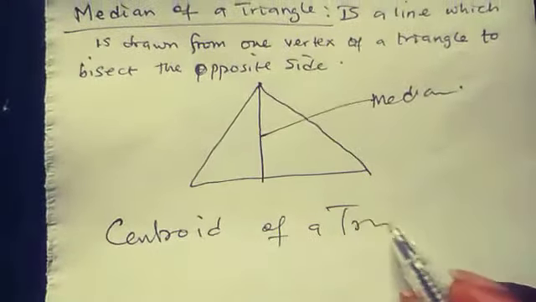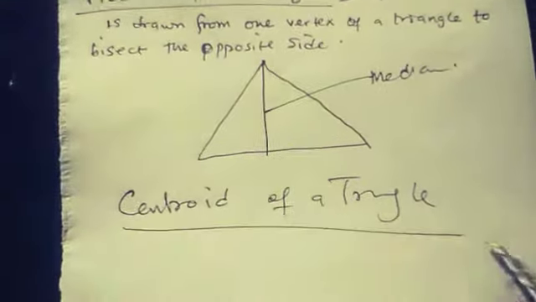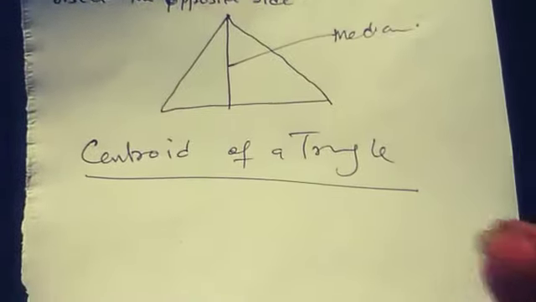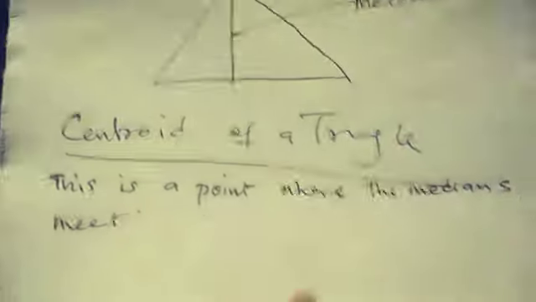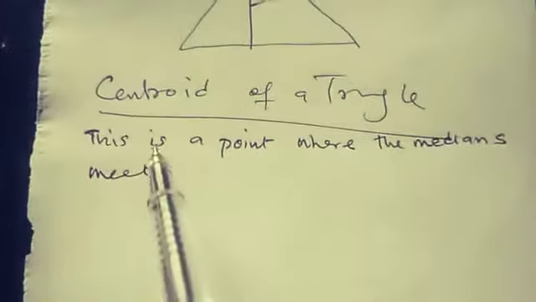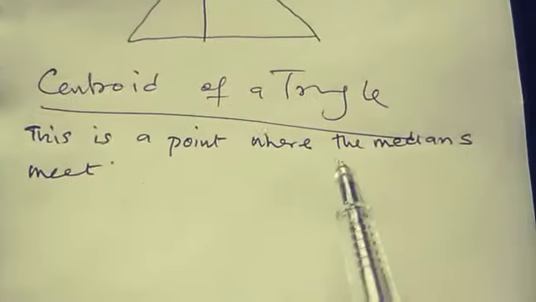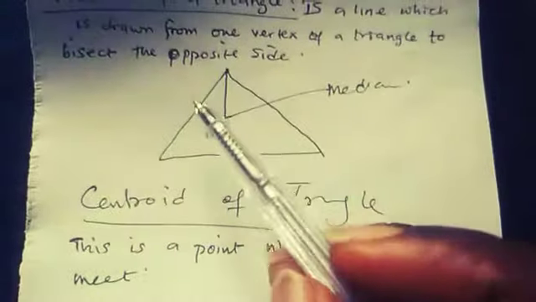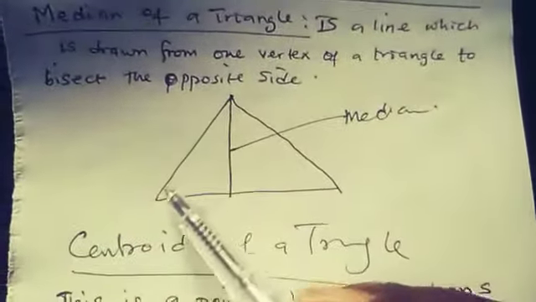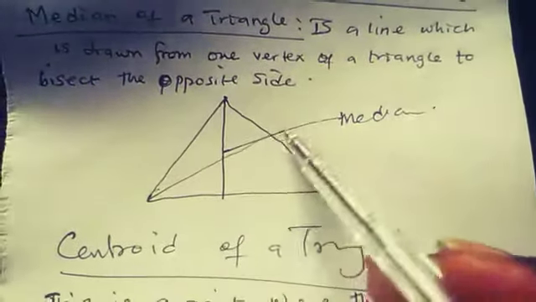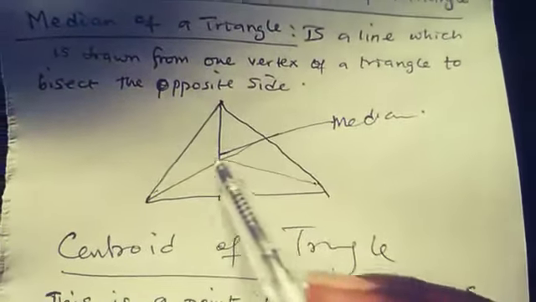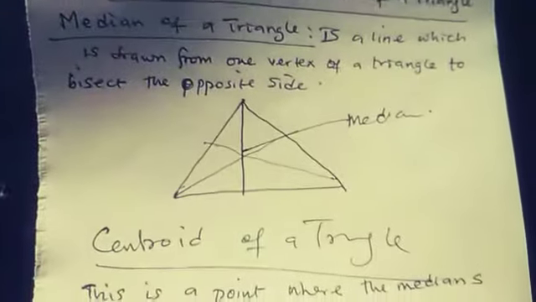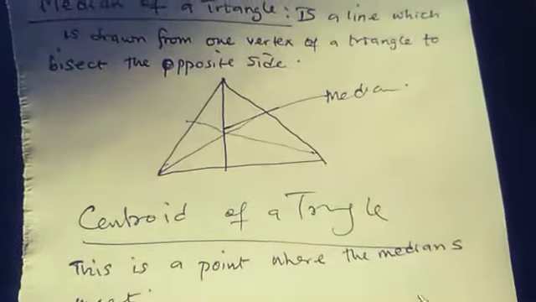Centroid of a triangle. We define it as follows. This is the point where the medians meet, because for a triangle we have 3 medians. This is another one. This is another one. So where they meet here, this is the centroid.